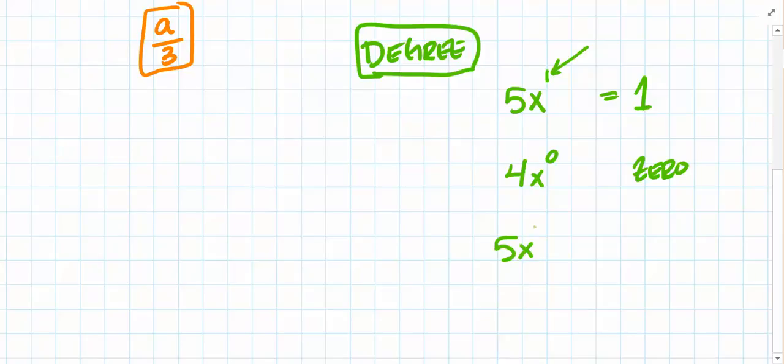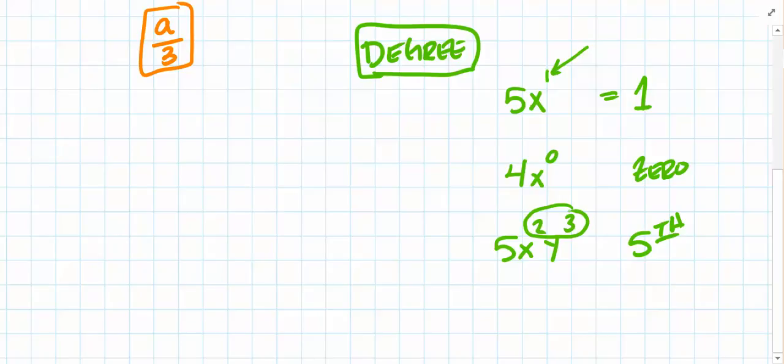5x squared y to the third. Now, which one do you pick? Well, you actually, this is a 5th degree. How come? How come this is a 5th degree? Yeah, you add up the exponents in total, okay? You add up the exponents in total.